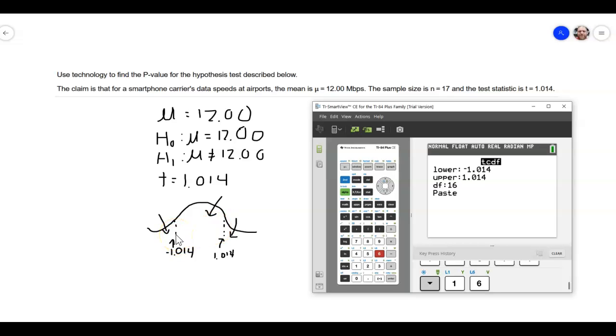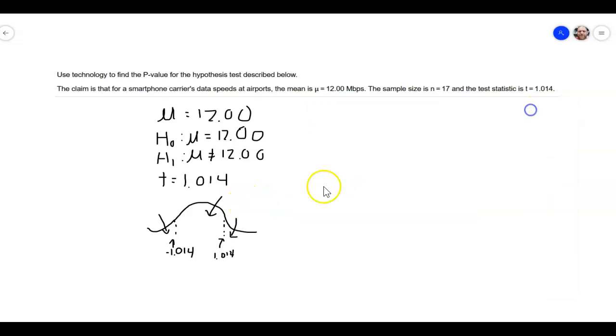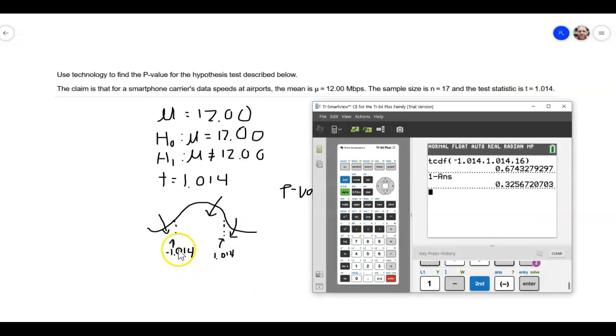This is going to give me the area from here to here. This is my main body, and that is this amount here. Now I know that's the amount of area in the main body, so my area in my tails is going to be 1 minus that. I'll do 1 minus, then second answer, which gives me that last answer. And so my p-value is 0.326. That's a horrible p-value. The p-value is approximately 0.326.